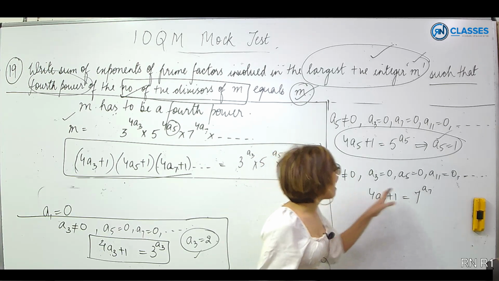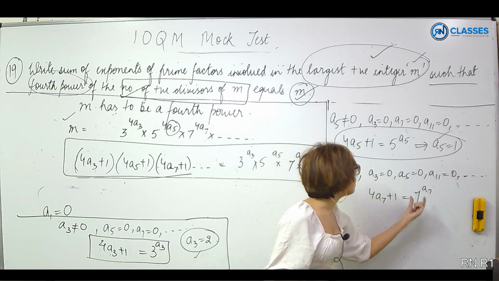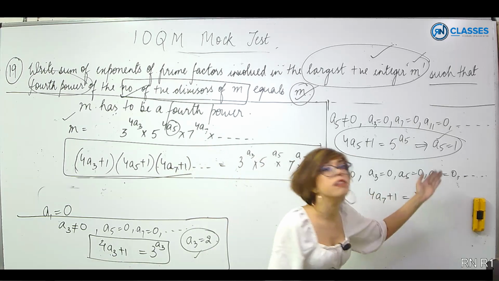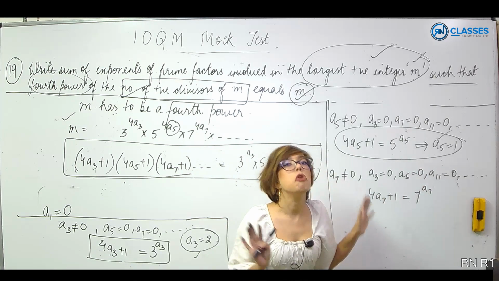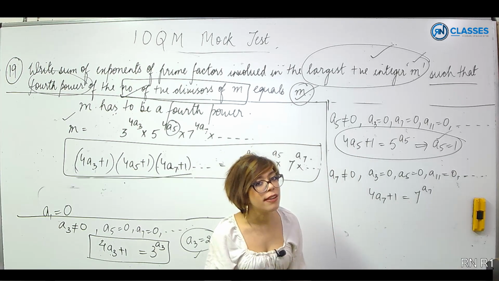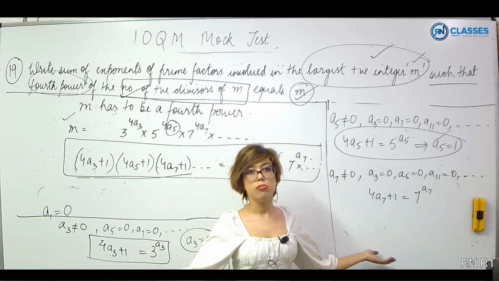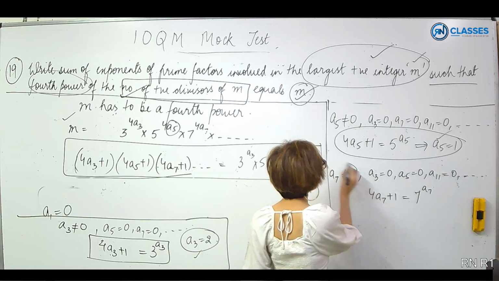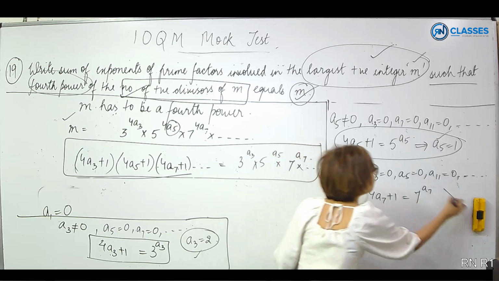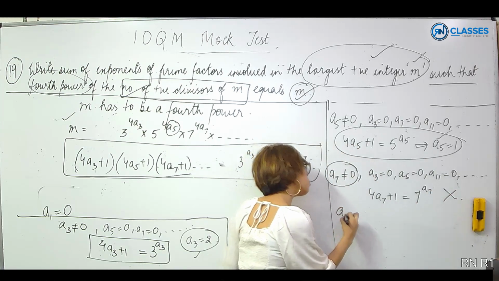Do you think I can have a value of A7 which will make this equal to this? No. Right hand side is increasing dramatically and left hand side gradually, slowly. Do you think left hand side would be equal to right hand side? The answer is no. Right? That means I cannot put A7 as something other than 0. This case is rejected. That means A7 has to be 0.